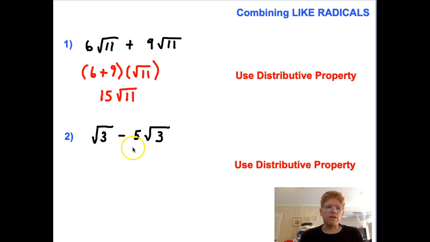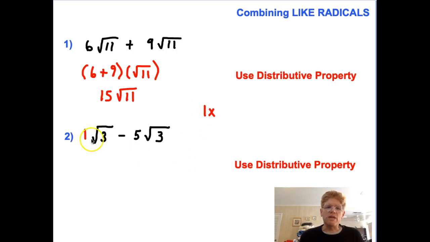Let's look at another one. In this case, we have the square root of 3 minus 5 square root 3. We have the same radicand. Both have 3 as their radicand. In this case, we have to remember that there is an implied 1 right here. We already have a 1 outside that square root of 3, just like we have in x, we have an implied 1 out in front of it.